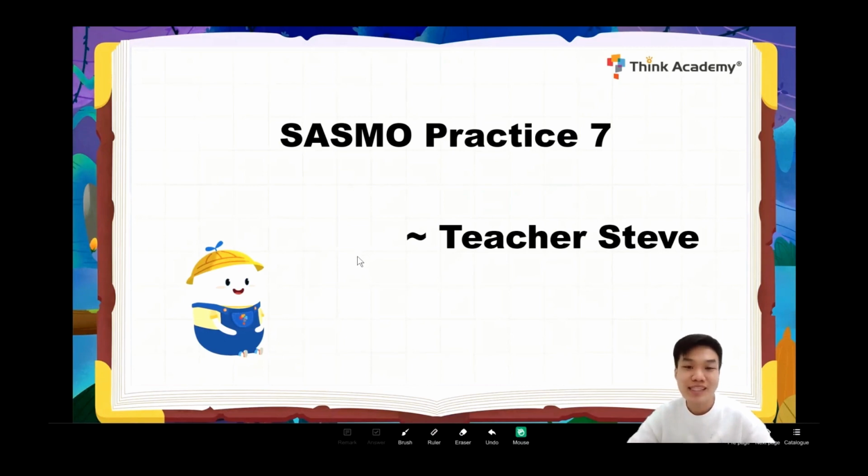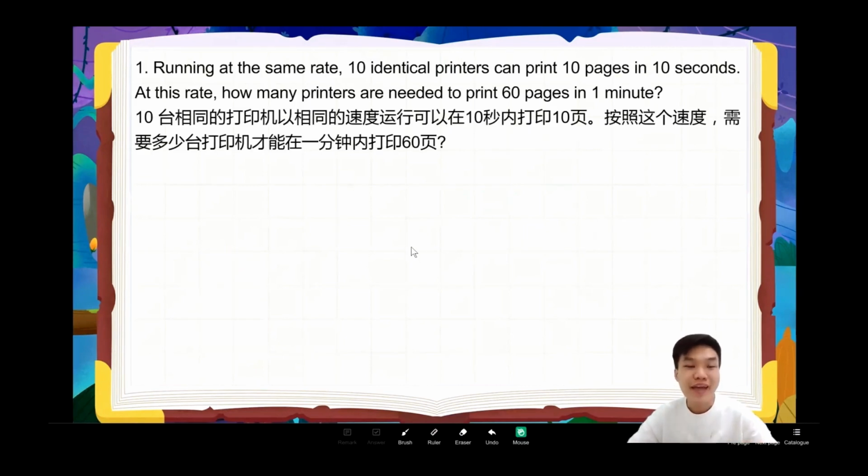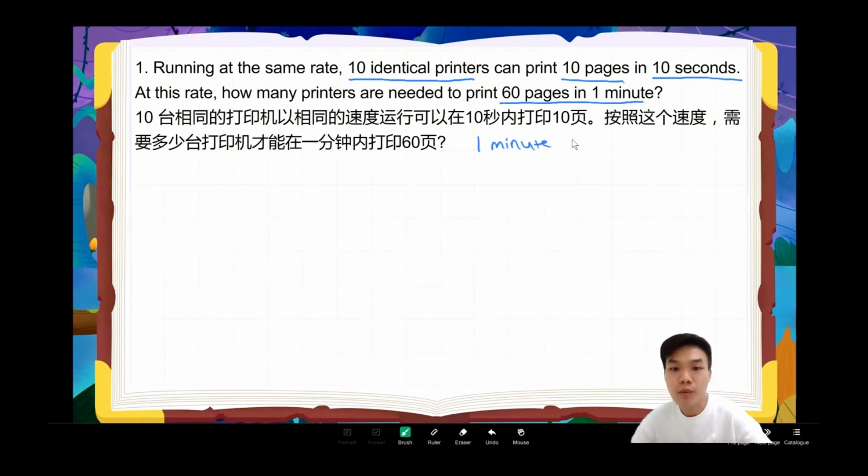Without further ado, let's start with question number 1. Running at the same rate, 10 identical printers can print 10 pages in 10 seconds. At this rate, how many printers are needed to print 60 pages in 1 minute? 1 minute. 1 minute equals to how many seconds? 1 minute equals to 60 seconds.